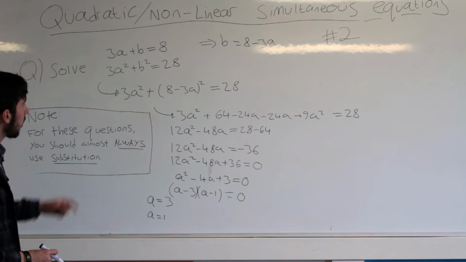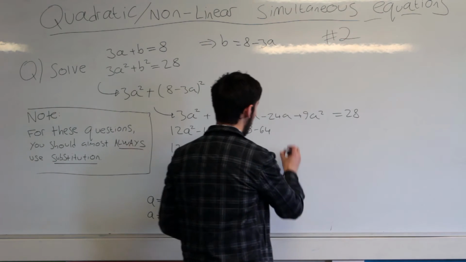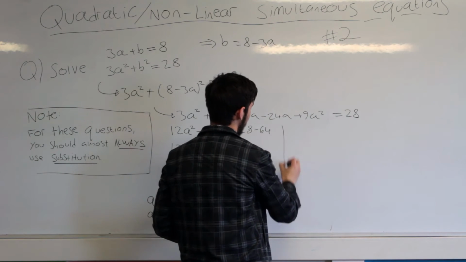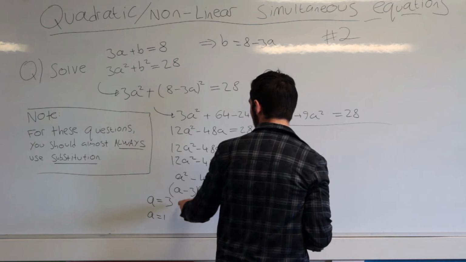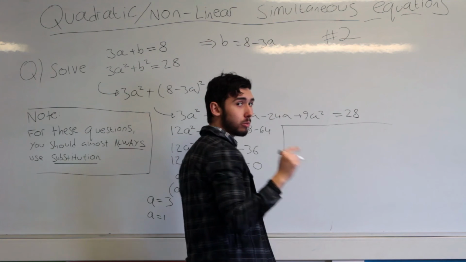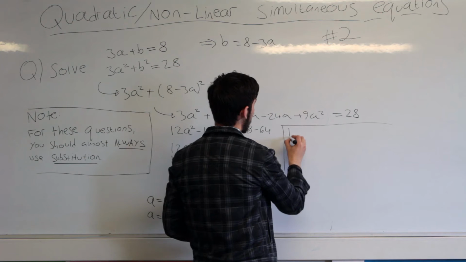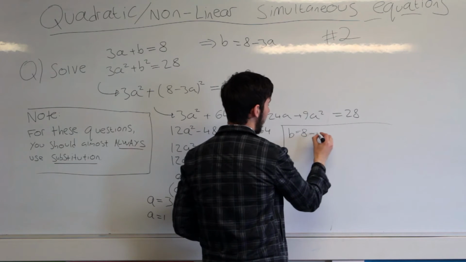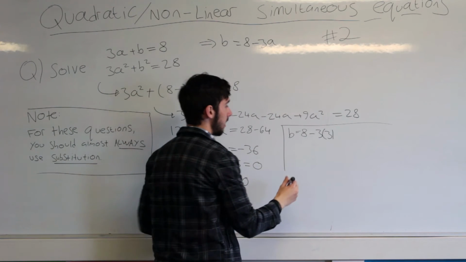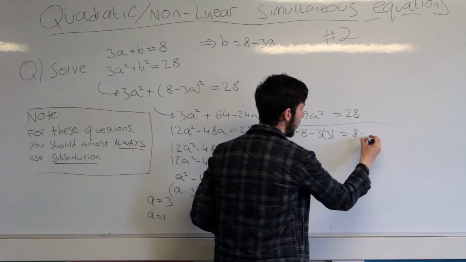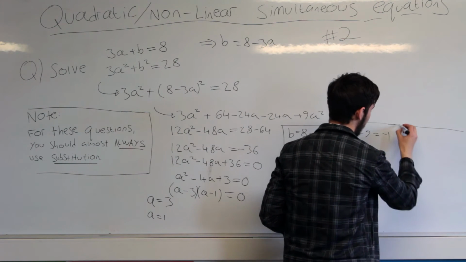If a is either 3 or 1, we know what b is. b is 8 minus 3a. So if we come over here, again, not very neat, let's do it over here. Now we're going to calculate b because we know what the a values are. The a values are 3 and 1. So if we substitute the 3 first, this is going to be the pairing with the 3, I'm going to say that b is equal to 8 minus 3 times 3, which is the same thing as 8 minus 9, which is minus 1. Okay, so we have an answer here.